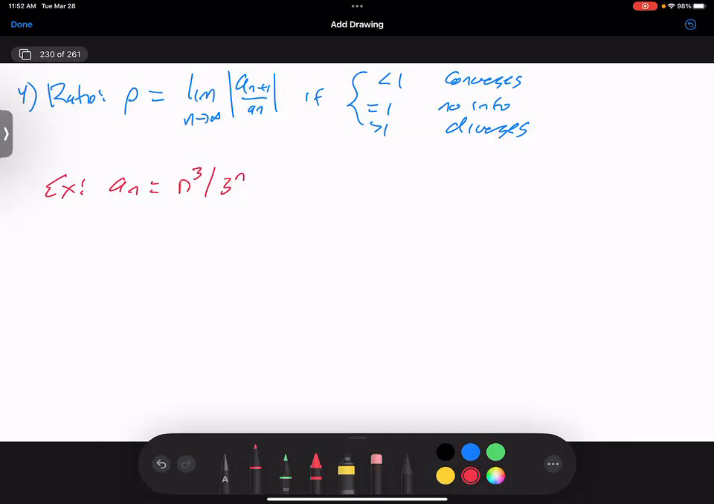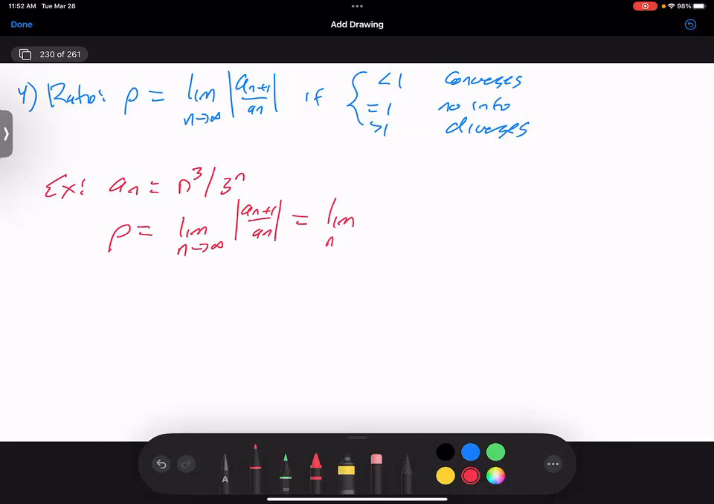Yeah, 3 to the n is growing much, much faster. That's growing exponentially fast. n cubed is only growing polynomially. So this has a chance of convergence. We now calculate rho. Rho is going to be the limit as n goes to infinity of a_(n+1) over a_n in absolute value.